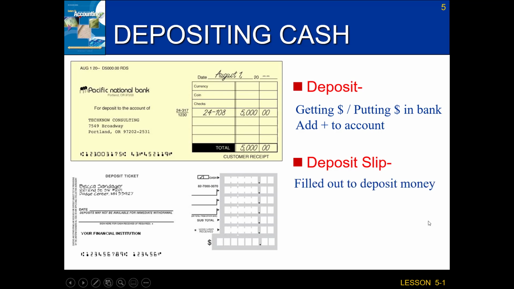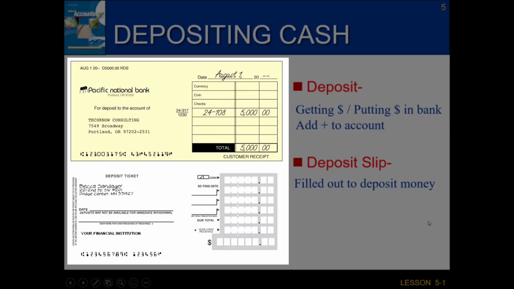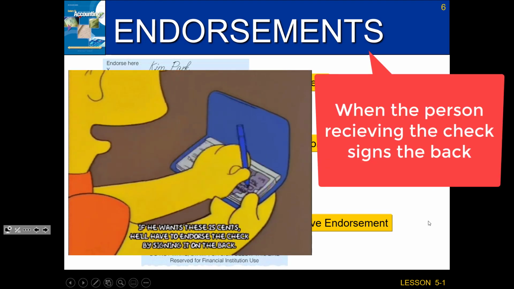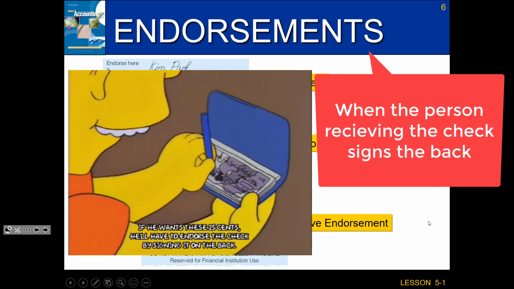That is sometimes either done by the business or the customer, or if you just bring cash or your checks to the bank, they will create this deposit slip for you. On the left, I have two examples of deposit slips, and we're also going to practice doing another example in accounting as well. Before we fill out the deposit slip, we have to endorse, or sign, the back of our check.